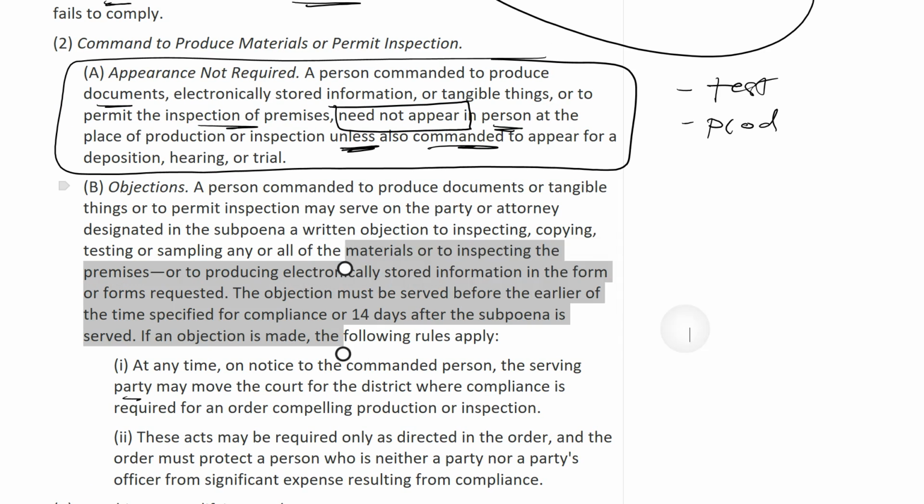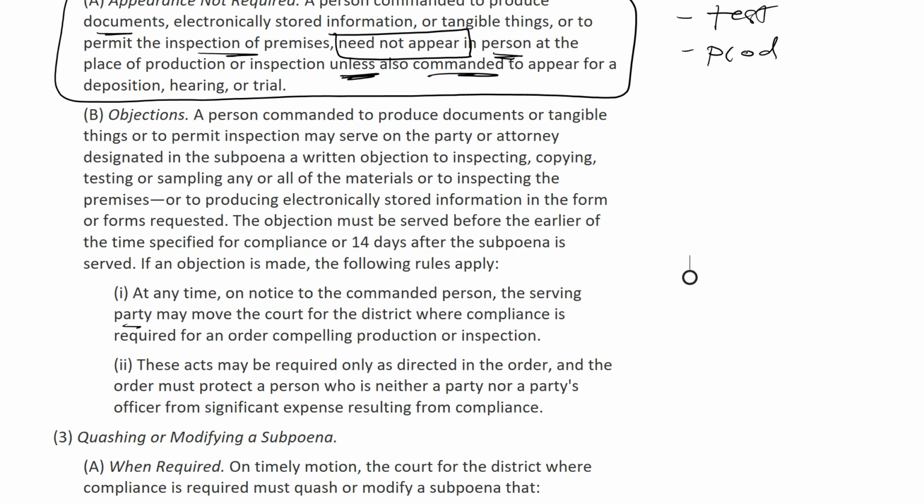Now, under 2B, it allows people that are subject not to testimony but to production to make objections, right? So a person commanded to produce documents or tangible things, or permit inspection, may serve on the party or attorney a written objection to the inspection, copying, testing, or sampling, right? The objection has to be served either before the time specified or 14 days after the subpoena is served, right?